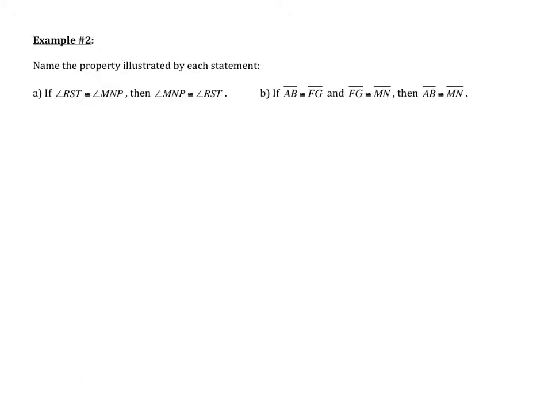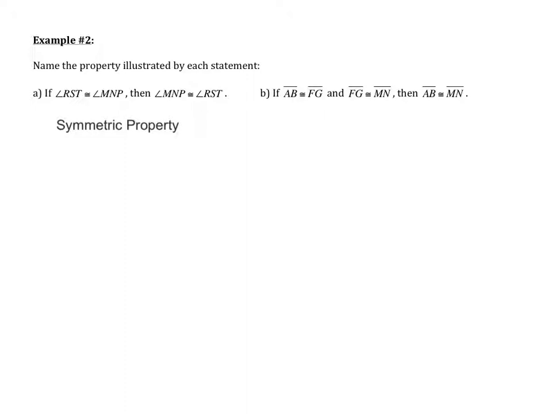Example number 2 wants us to name the property illustrated by each statement. Part A, if angle RST is congruent to angle MNP, then angle MNP is congruent to RST. So you can see here that angles were just flipped around. Looking back at that last graphic, whenever I flip something around and I have 2 equal signs or 2 congruent symbols, that is the symmetric property. In this case, it would be the symmetric property of congruence, rather than the symmetric property of equality like it was in the last section. But if you just write symmetric property and don't state it is of congruence, I'll still know what you mean.